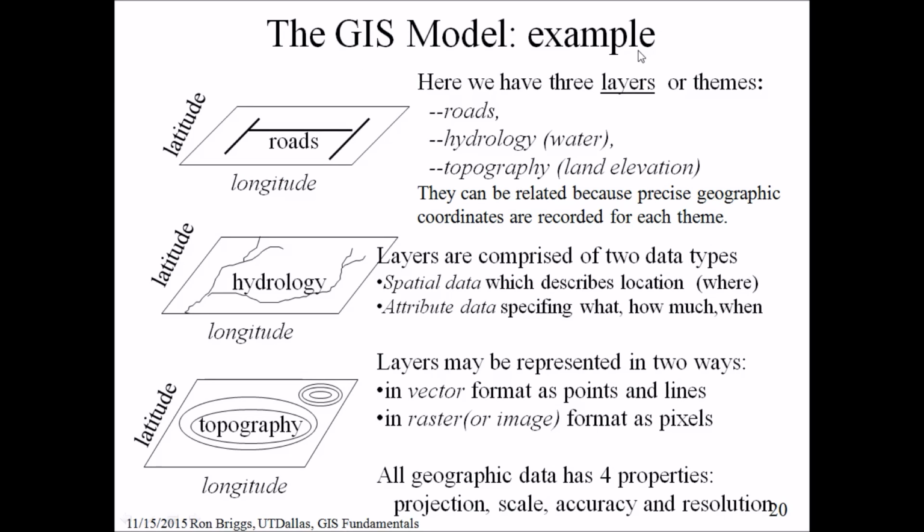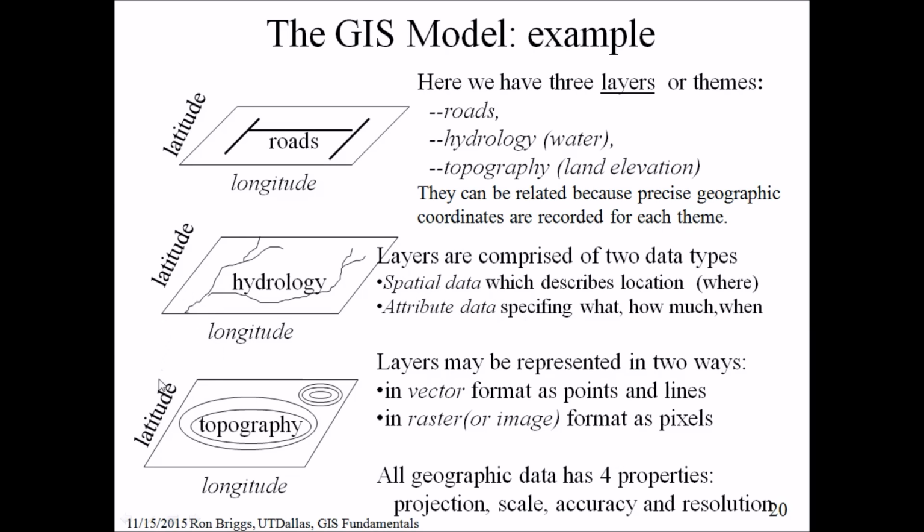Let us take an example. Here we have three layers. We have road, we have hydrology, and we have topography. So these can be related because precise geographic information is recorded for each theme. Layers are comprised of two data types: spatial data and attribute data. Spatial data describes the location, it answers the question where. Attribute data specifies what, how much, when, meaning data related to the spatial data.